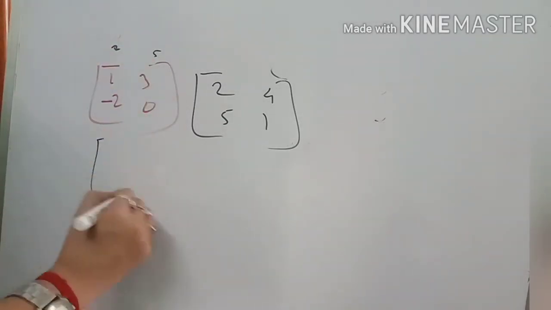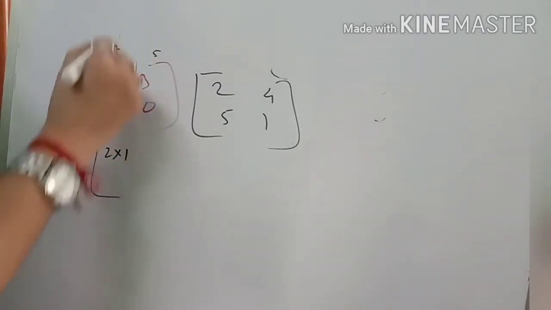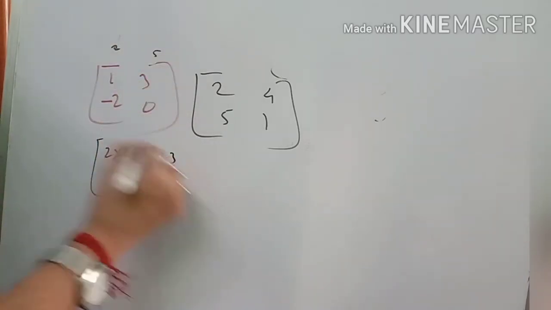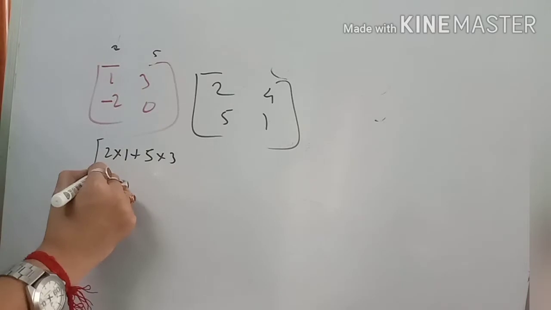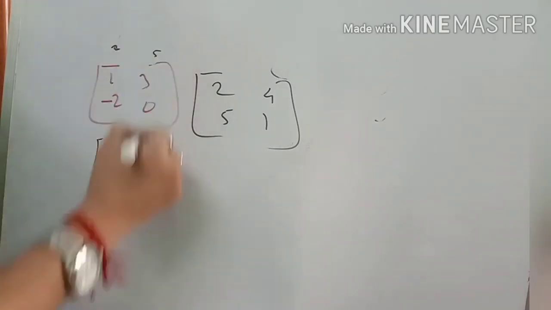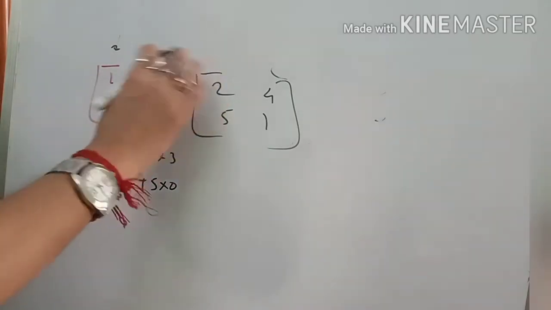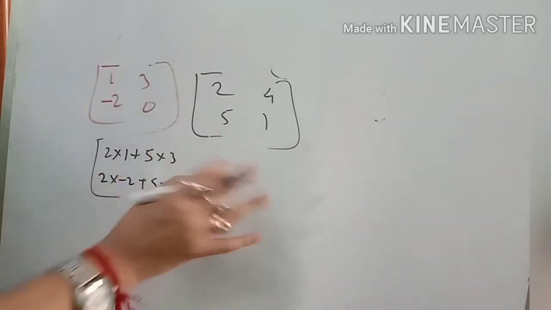2 into 1 plus 5 into 3. Then 2 into minus 2 plus 5 into 0. Done. Now erase this. We are done with this portion.